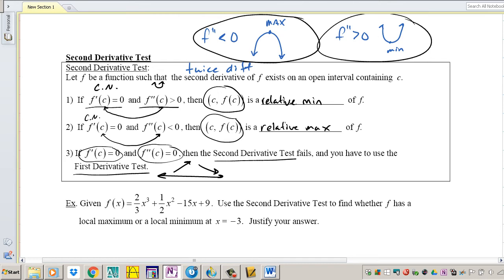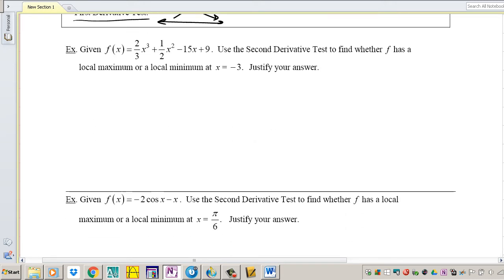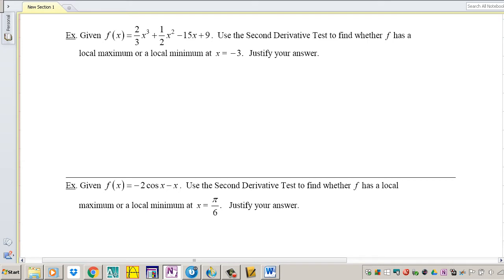So like I mentioned before, the second derivative test is another test to determine max and mins. Will it always be the shorter way? Probably not, but we're going to see how it works either way on this example. Example number 1. Given f of x, use the second derivative test to find whether f has a local max or min at x equals 3. So they're telling you here that x equals 3 must be a local max or min. So let's find our critical number.